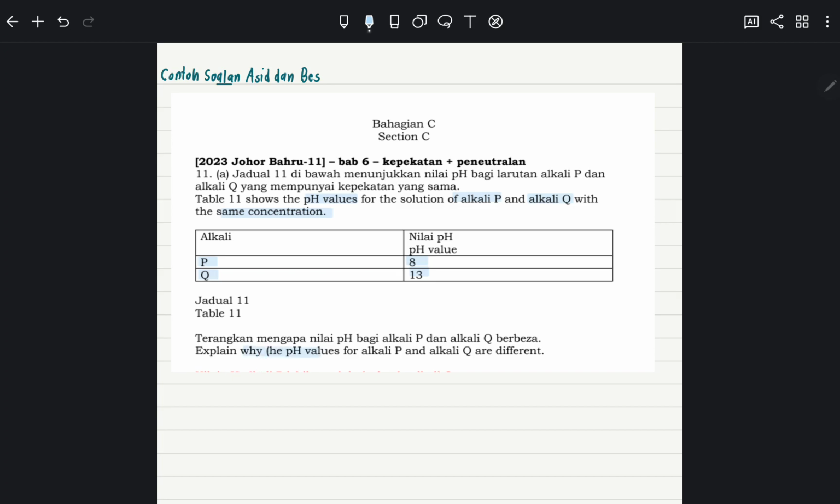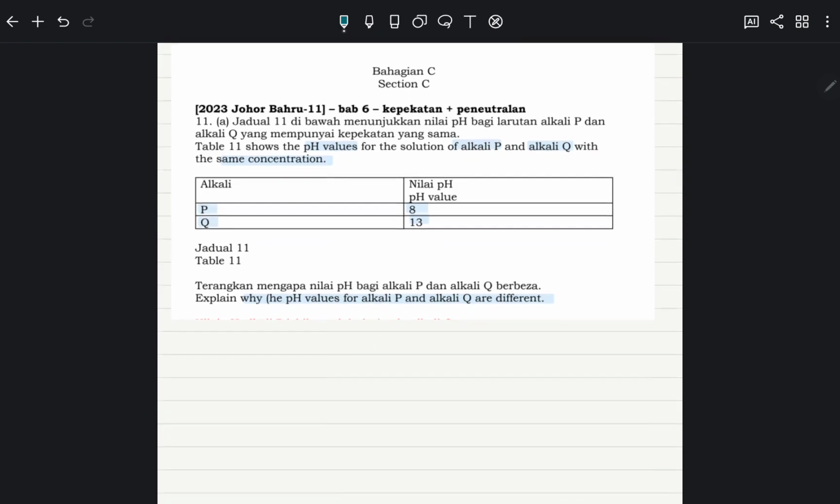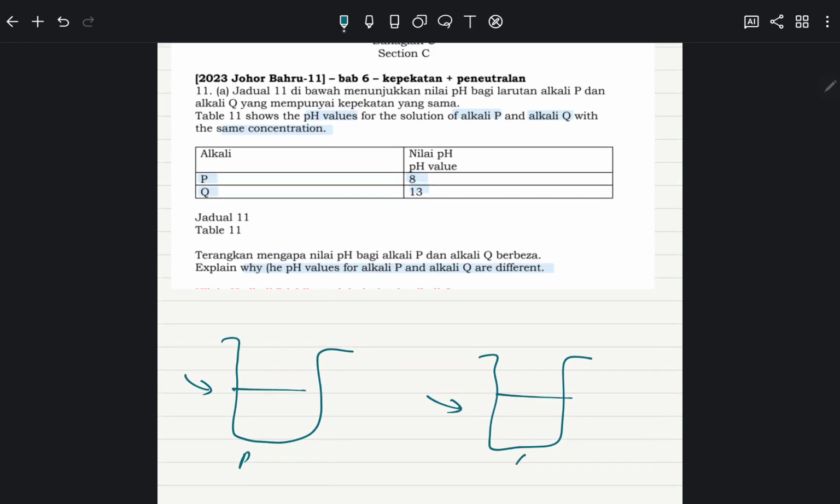Okay, so this question is simply, if you want to understand it, you have two beakers. In both beakers we have the same amount of alkali. This is P, this is Q. Everything is the same. The concentration is also the same for the solution. Mark my word, the concentration for the solution is the same. But why is the pH of this one 8, and this one 13?